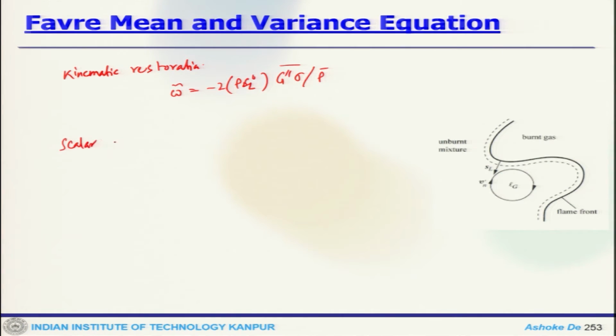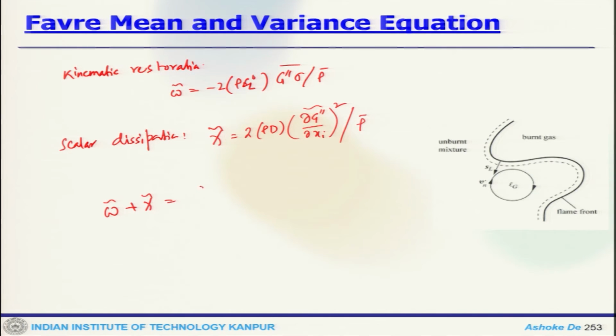Scalar dissipation term, which is del xi double prime by del xi, which is square by rho bar, and these two are modeled as omega plus Cs epsilon by k g prime square by this. So, this is how one gets some closure approximation for that.